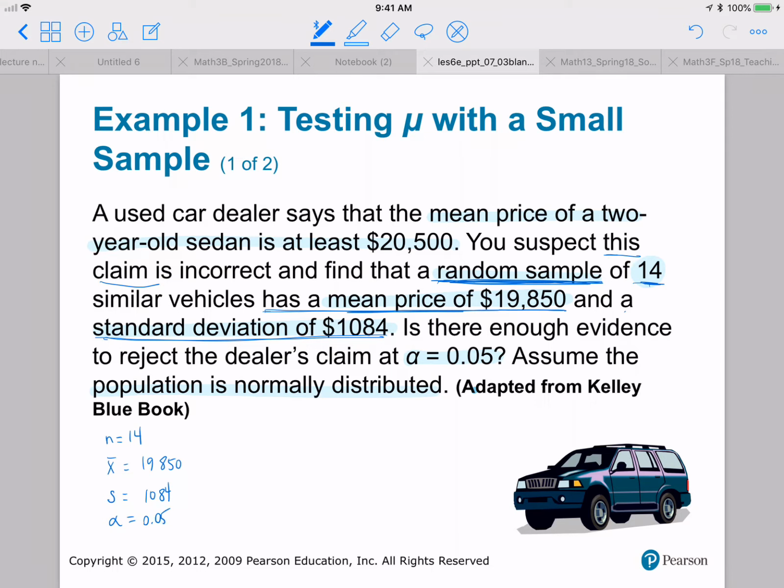Notice that we do not have sigma. Sigma is unknown. There's nothing about a population standard deviation. Sigma is unknown. That tells us we need to perform a t-test. If they told us sigma, then we could perform a z-test. They didn't tell us sigma. We don't know sigma. We need to perform a t-test.